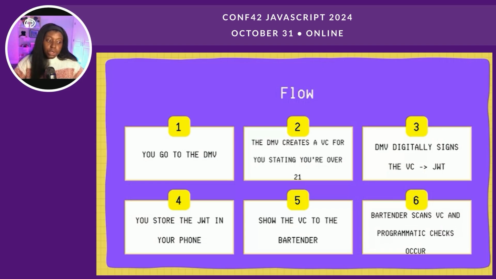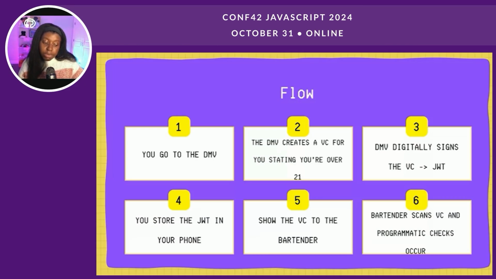So here's how it would go. Let's say you go to the DMV. This is your trusted issuer that would be able to prove that, yes, you're over the age of 21. The DMV would create a verifiable credential for you stating you're over the age of 21. The DMV will digitally sign the verifiable credential, which will convert it into a JSON web token. This way, it's tamper evident. People can't tamper with it. No one can go in and edit it, because it'll have proof that it was changed. And then you store that JSON web token in your phone.